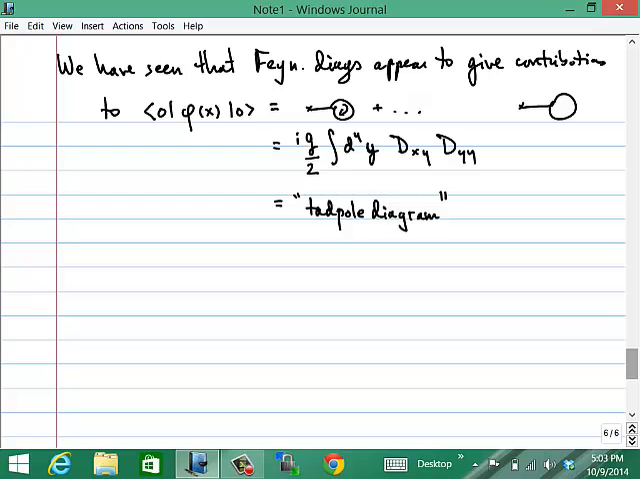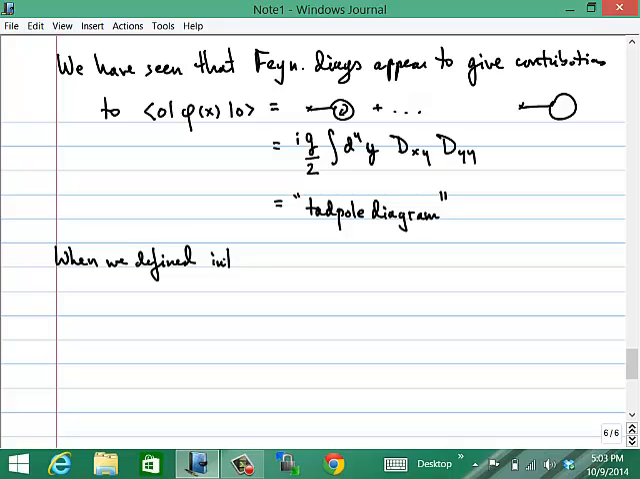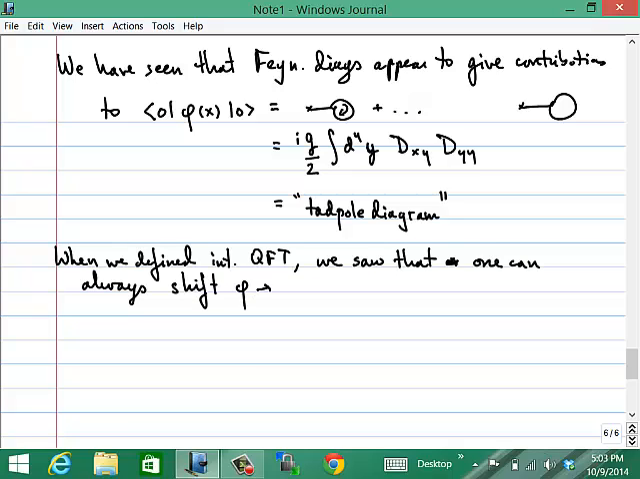Okay. But now what I'd like to remind you of is that when we defined interacting quantum field theory several weeks ago, we noted that one can always shift phi to say phi plus a constant to set this vacuum expectation value to 0.